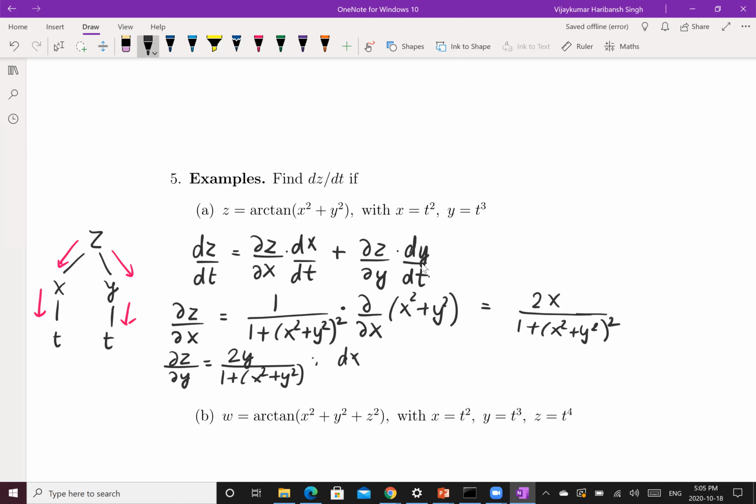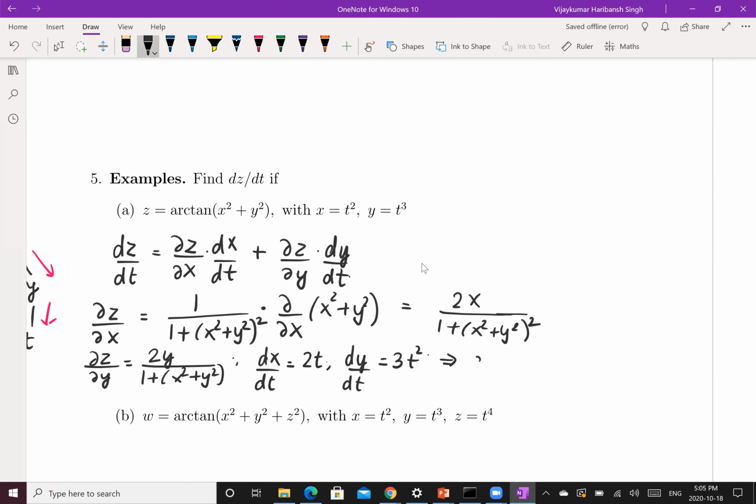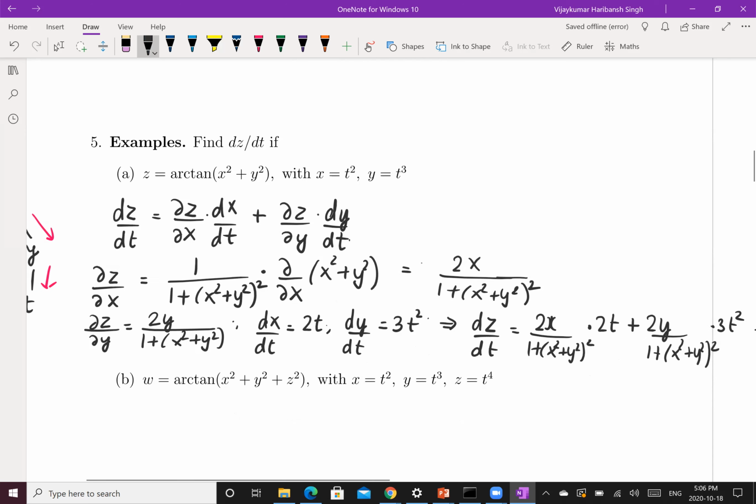And we get dx by dt equals 2t, and dy by dt equals 3t squared. So therefore, we get dz by dt equals 2x upon (1 plus x squared plus y squared) the whole squared times 2t, plus 2y upon (1 plus x squared plus y squared) the whole squared times 3t squared. Okay, you can leave it at that. You don't have to substitute x equals t squared or y equals t cubed unless specifically asked.